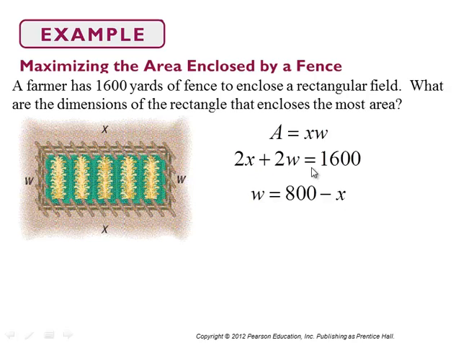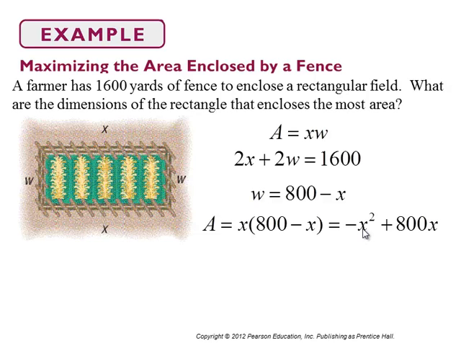You take this equation here, the 2x plus 2w equals 1,600, divide both sides by 2, and then solve for w. You get w is equal to 800 minus x. And then into the area function, replace w by 800 minus x. Now you have area is equal to x times 800 minus x, which simplifies to negative x squared plus 800x. And now you've got a second degree quadratic function. And we know what to do now.